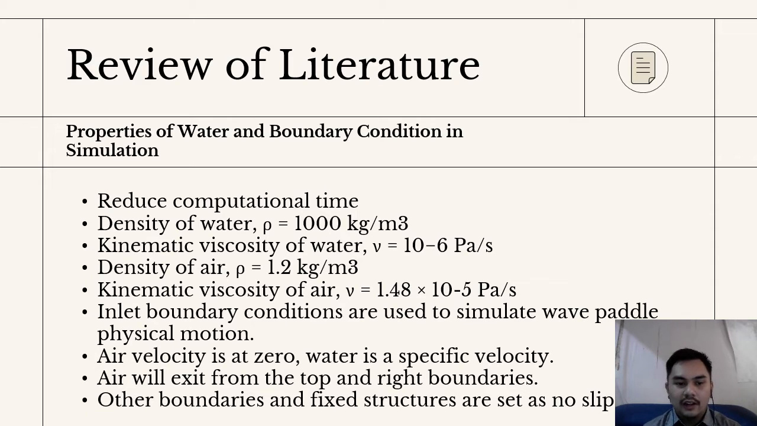Now it says here that the inlet boundary conditions are used to simulate wave paddle physical motion. What that means is that instead of designing a wave paddle in the simulation, we just use inlet boundary conditions to simulate the motion. Air velocity is set as 0 and water is set at a specific velocity. This is because we want to study the wave impact of water. Air will exit from the top and the right boundaries, so the top is the atmosphere and the right boundary is the outlet. Other boundaries and fixed walls are set as no slip. This is because we just want to study the wave itself.